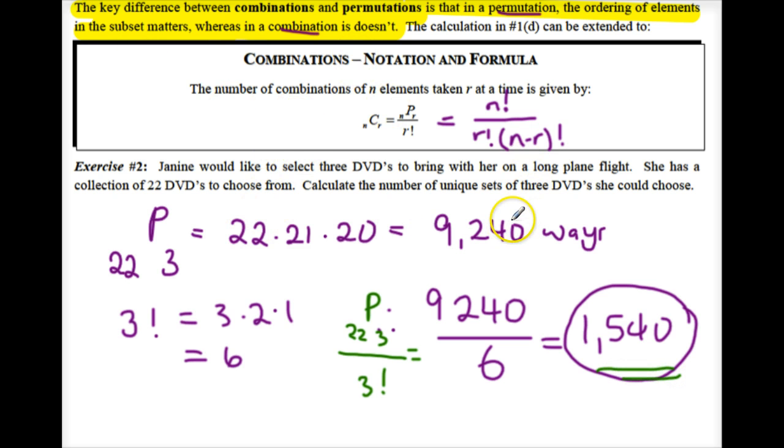So you have to remember, if the order in which she chooses the DVDs matters, then there are 9,240 ways. But in this case, since the order does not matter, we take our 9,240 and divide it by 3 factorial. Where is this 3 coming from? This 3 is telling you that she's choosing 3 DVDs.